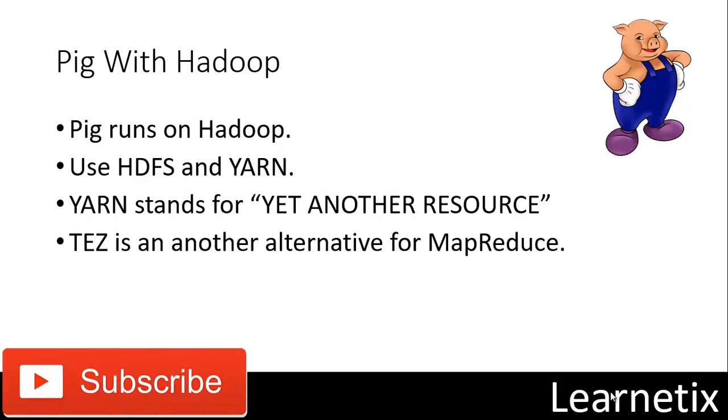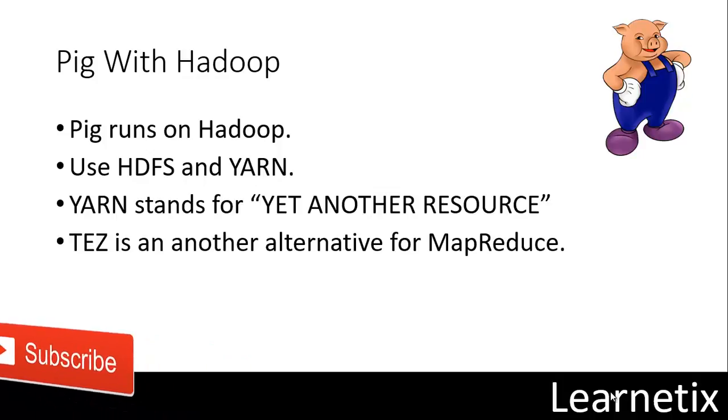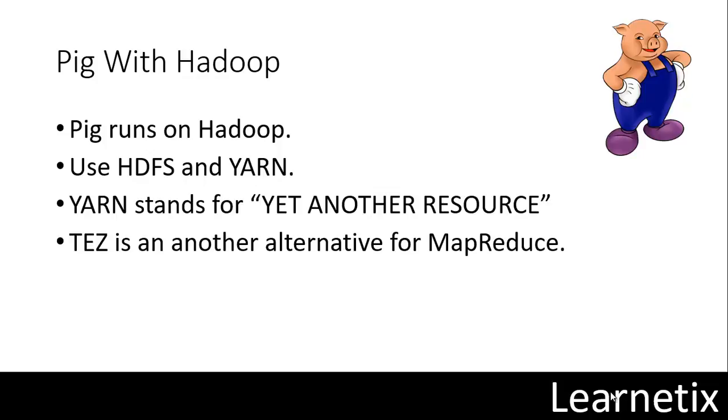First of all, we have to understand how Pig is coming on Hadoop. So Pig runs on Hadoop. It makes use of the Hadoop Distributed File System, that is HDFS, and Hadoop's resource management system, that is YARN. HDFS is a distributed file system that stores files across all the nodes in a Hadoop cluster. It handles breaking the files into large blocks and distributing them across different machines, including making multiple copies of each block so that if any one machine fails, no data is lost.